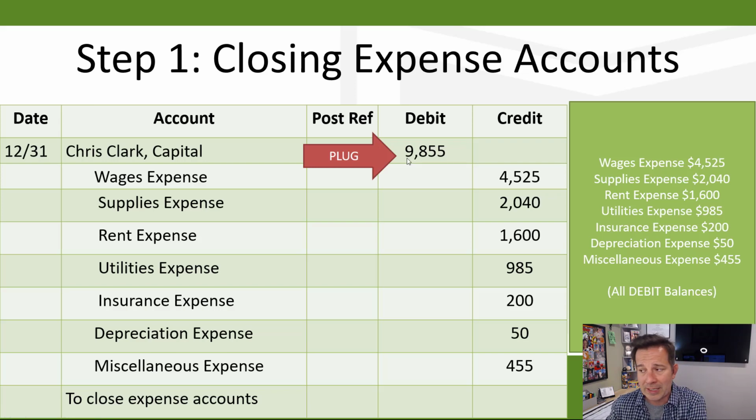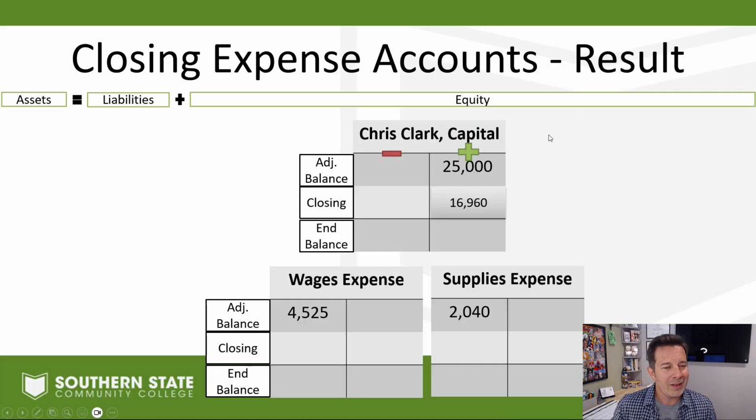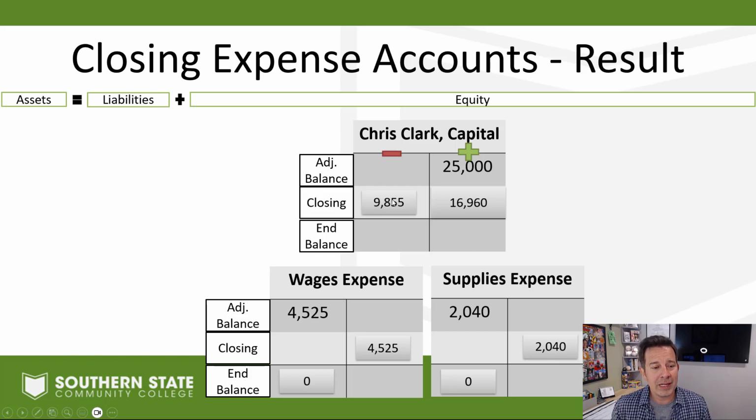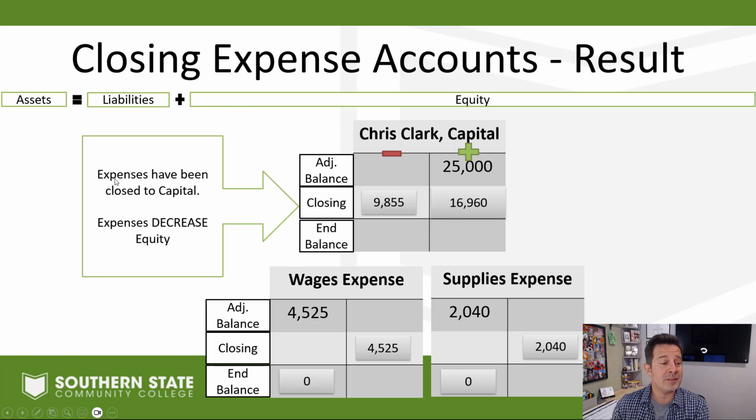Debit equal credit. You see, we have, again, our account breakdown here. We have all those different expense accounts. We're hitting them with a credit to zero them out. And then we're taking that total and plugging it in on the debit side. Again, debit to equity accounts make them go down. All right, so you can see we're taking away from capital right here to reflect all of those expenses. The expenses have been closed out to capital.